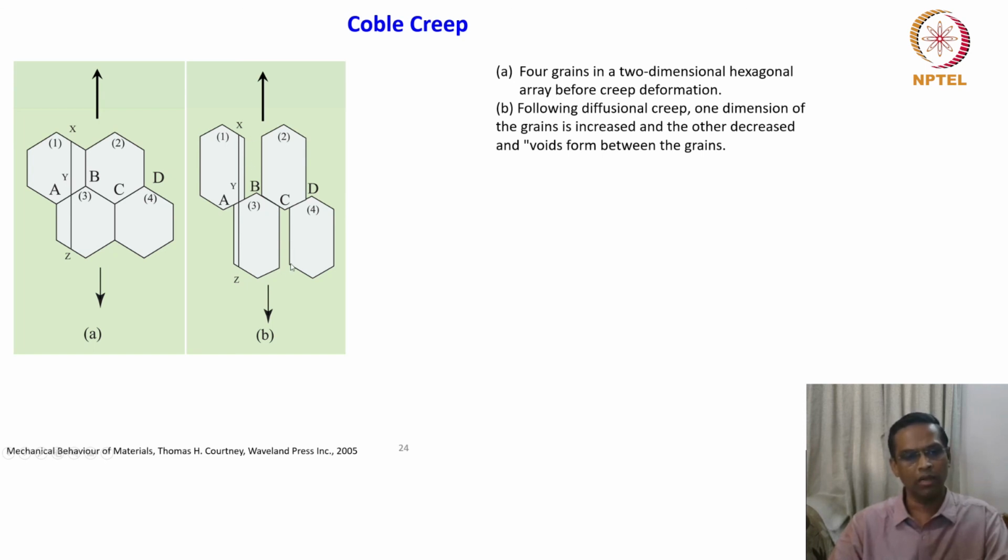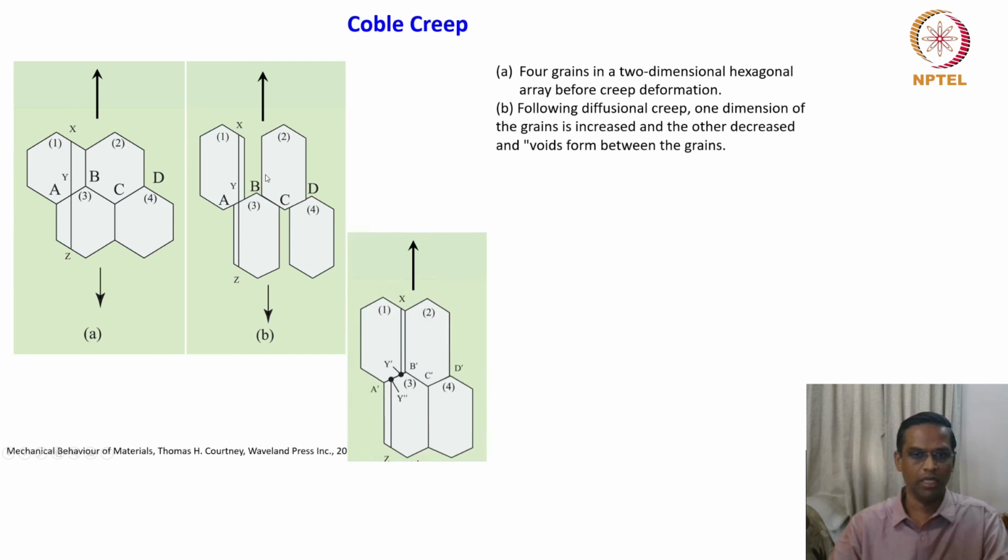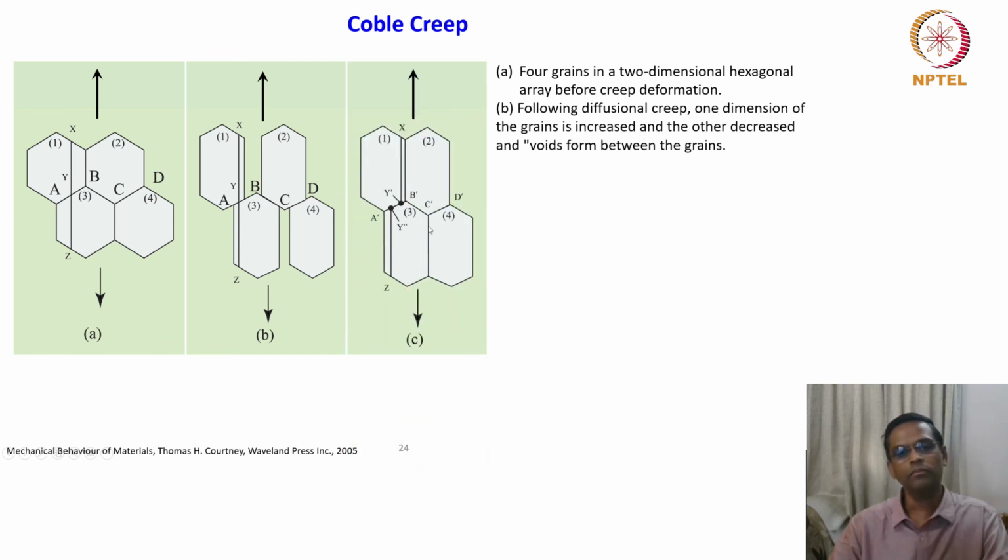So how is this getting accommodated during the creep deformation? If voids are happening immediately, then the material will fail, right? The creep deformation will result in the fracture, because in creep deformation we are just measuring only the strain, not the fracture time, right? So how does the deformation proceed, how is this void formation compensated, how is it accommodated, that is what is shown here. So what is shown here? The voids are removed by grain boundary sliding.